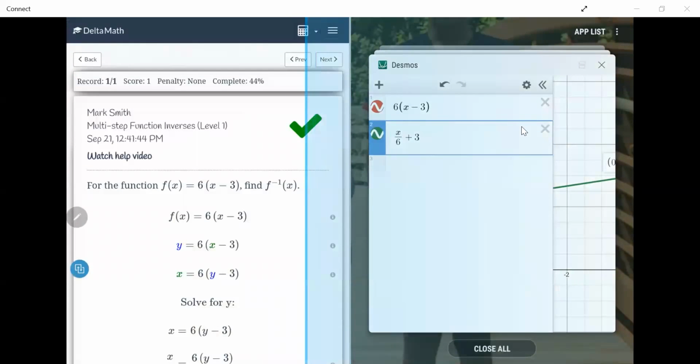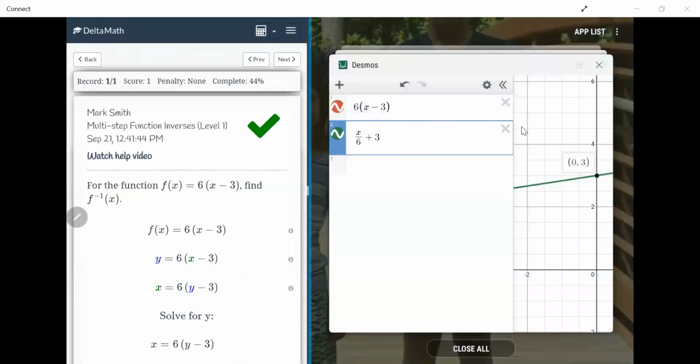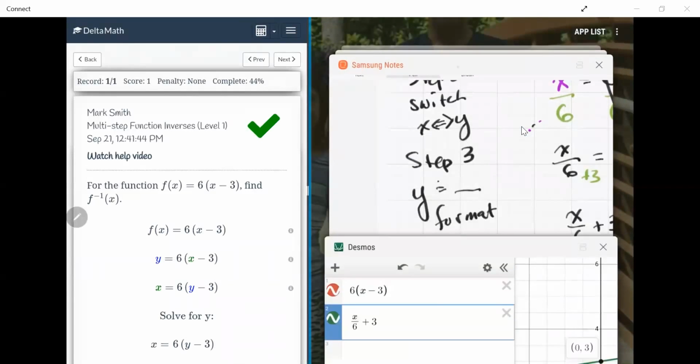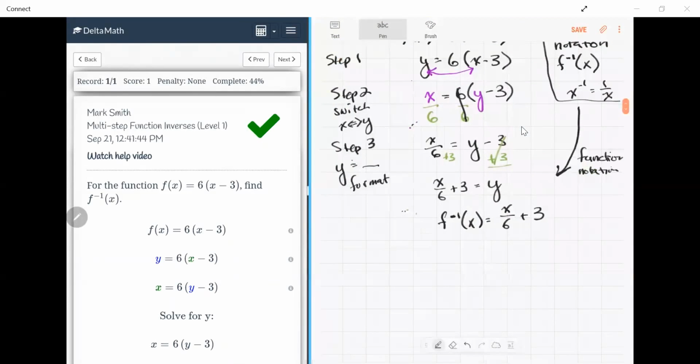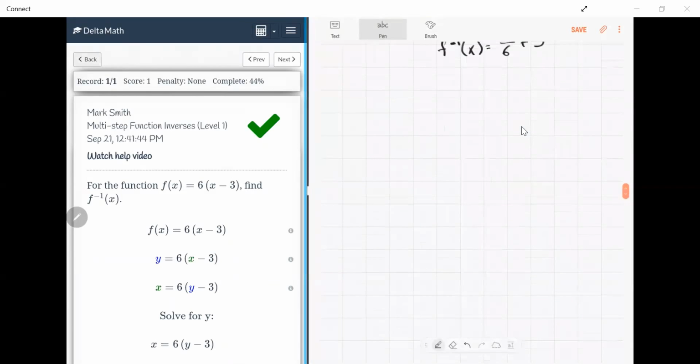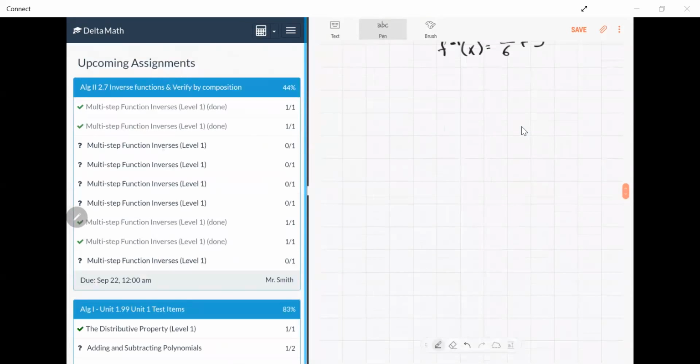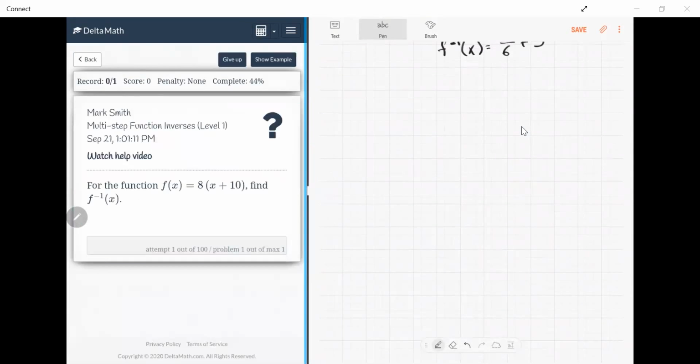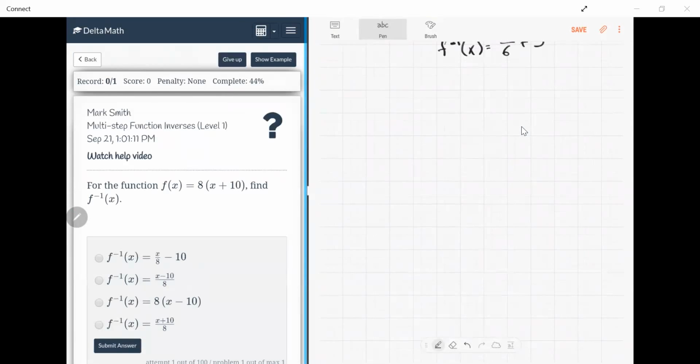So we're going to answer a couple other ones on here, and then I'm going to let you work on it, and then you can ask me if you have any questions about how to do this. All right, so I'm going to go back here, and I'm going to go to number 3. Okay, and so this one says f of x equals 8 times x plus 10.